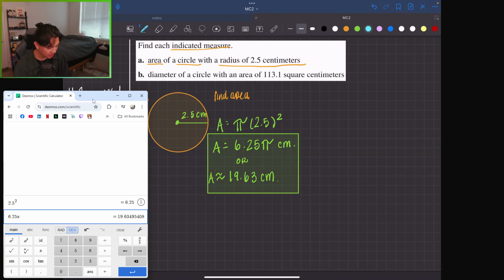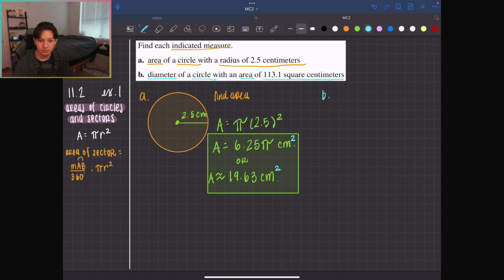All right, now let's just finish off with B. Find the indicated measure here, the diameter of a circle with an area of 113 square centimeters. I forgot to mention that we need centimeters squared as our units of measurement for area.